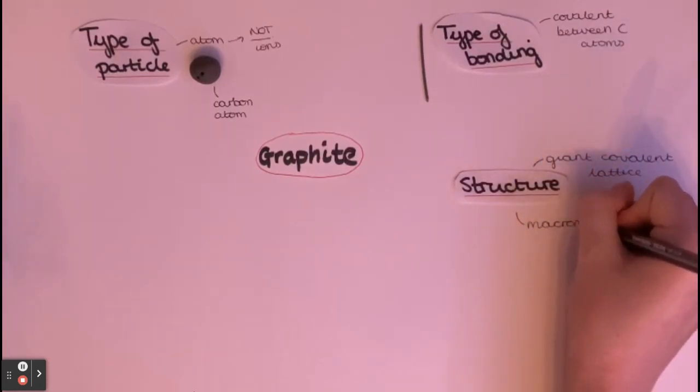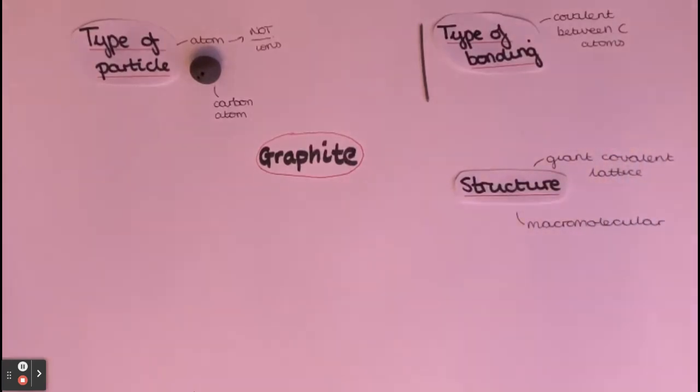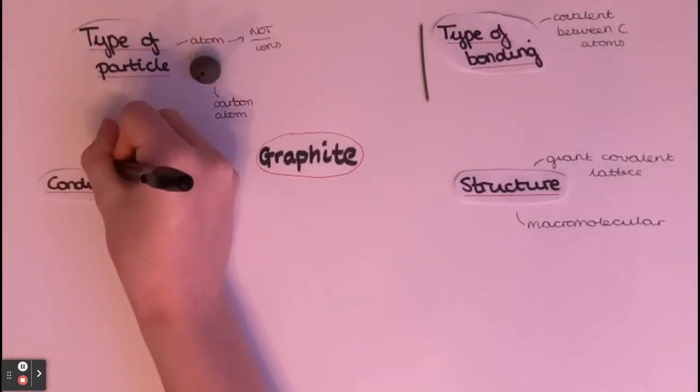Because these intermolecular forces are weak, they can be broken with very little energy. So if you apply a pressure to it, then the layers can slide over one another because they're arranged in regular repeated layers and also because of the weak intermolecular forces.